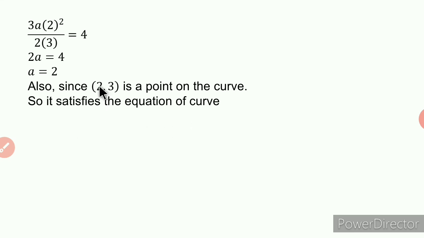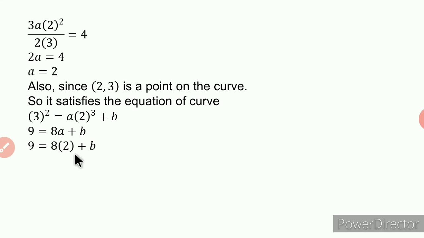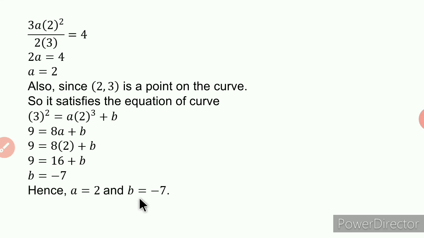So put in the equation of the curve x as 2, y as 3. We get 3 square is equal to a multiplied by 2 cube plus b, which means 9 is equal to 8a plus b. Substitute the value of a as 2. We get 9 is equal to 8 into 2 plus b, which means 9 is equal to 16 plus b. So b is equal to 9 minus 16, which means b is equal to minus 7. And hence we get a is equal to 2 and b is equal to minus 7.